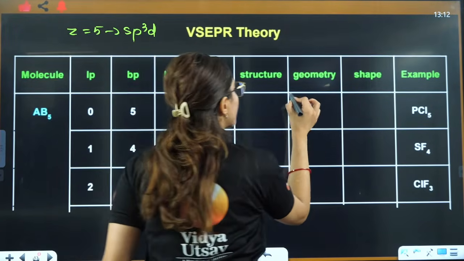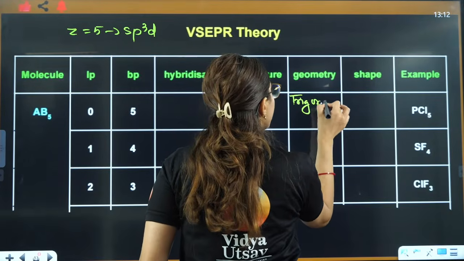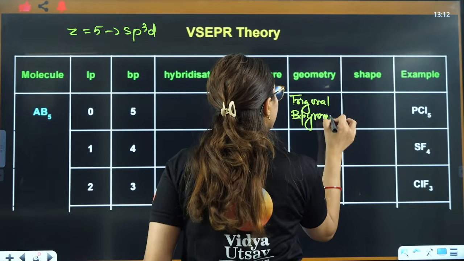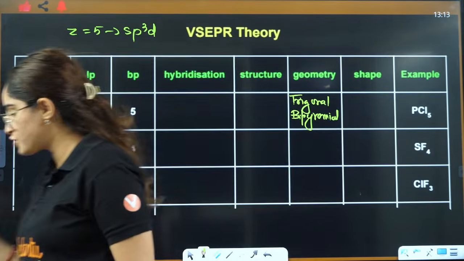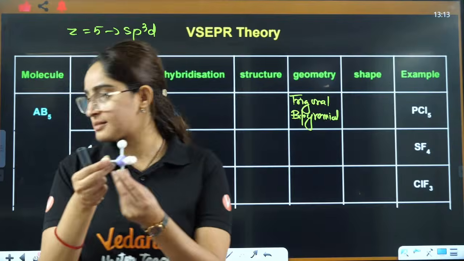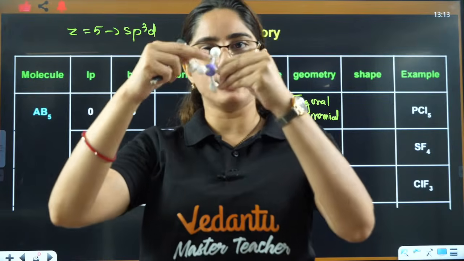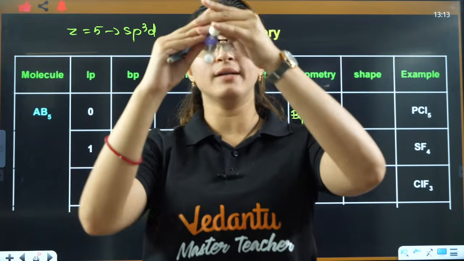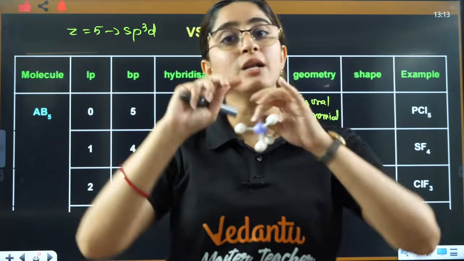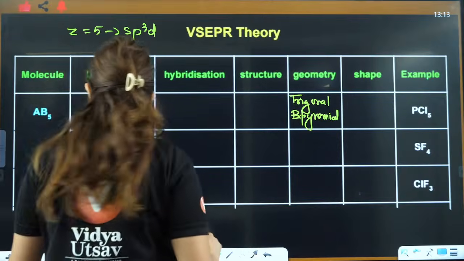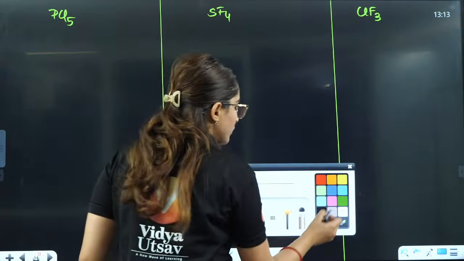Trigonal bipyramidal. You know how the geometry looks like? It looks like this. If you see, there is this triangle, trigonal. This is the upper pyramid, this is the lower pyramid. So trigonal bi means two pyramids. Okay. So now we'll see one by one how to do it throughout the exam.